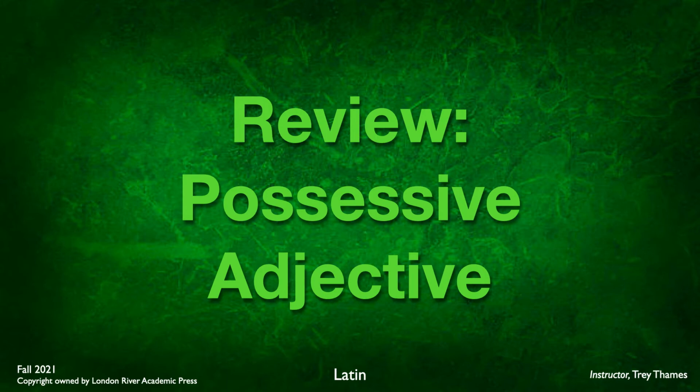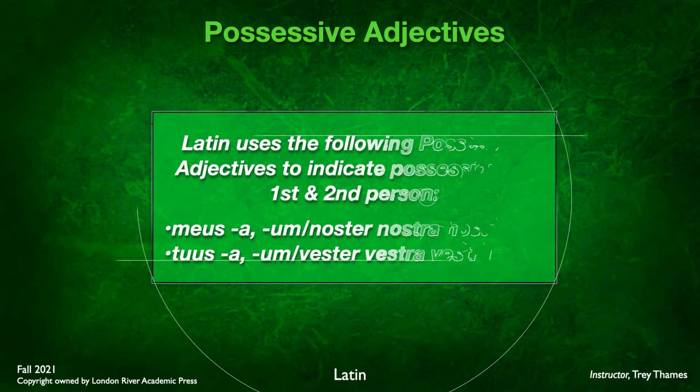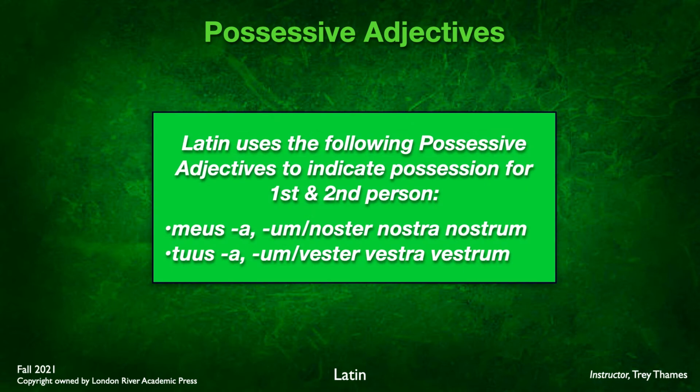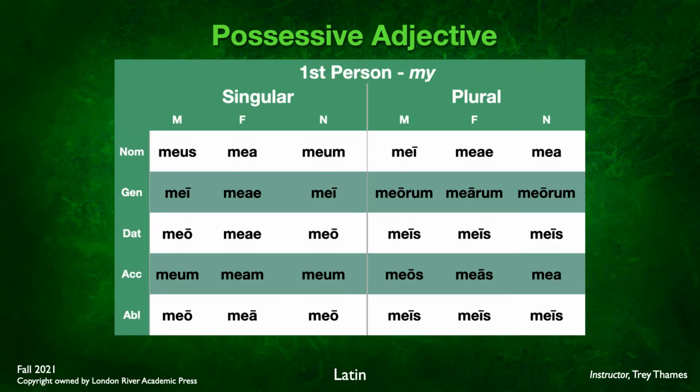Now before we look at reflexive possessive adjectives, let's review our possessive adjectives. If you remember, Latin uses the following possessive adjectives to indicate possession for first and second person. We have meus, noster, nostra, nostrum, tuus, tua, tuum, and vester, vestra, vestrum. Here's a chart for first person, and it simply translates as my, meus, mei, mei, mei, etc. This is basically a first and second declension adjective in all its forms.